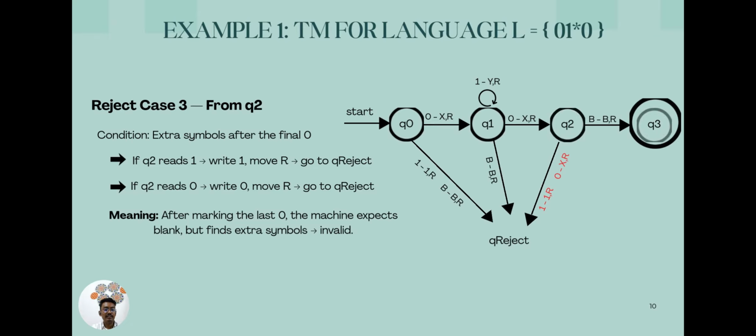Here the machine is in state Q2. When the machine is in state Q2 and reads 0 or 1, it moves to the reject state. This means there is an extra symbol after the final 0, which is not allowed.